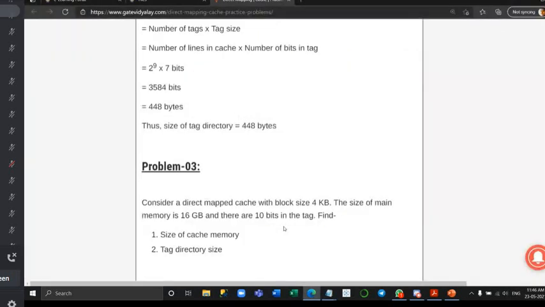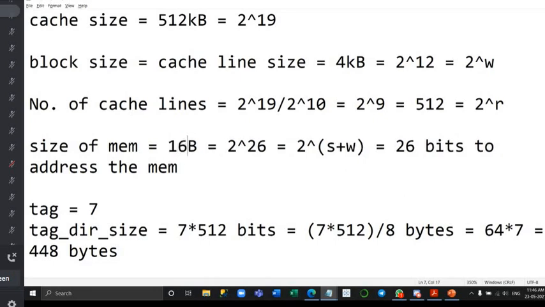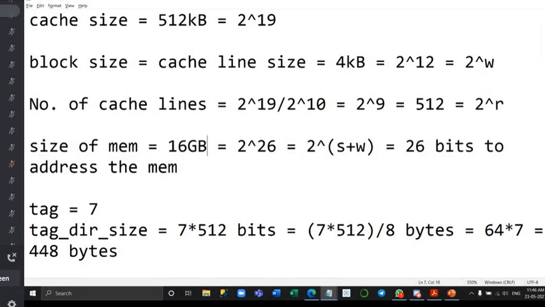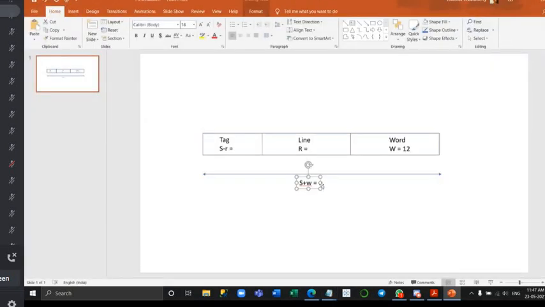The size of the main memory is 16 gigabytes. 16 gigabytes can be written in powers of 2 as 2 to the power 34. 1 gigabyte is 2 to the power 30, and 16 is 2 to the power 4, so that becomes 2 to the power 34. So my entire address bit length, S plus W, becomes 34.